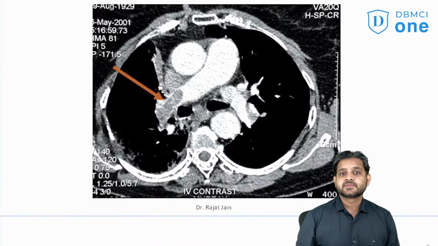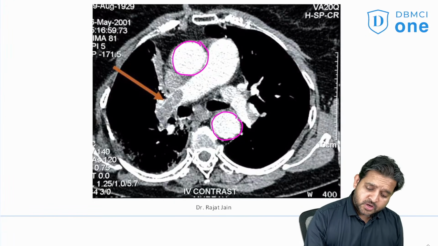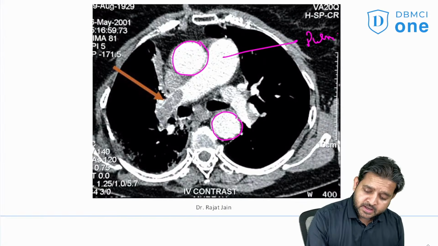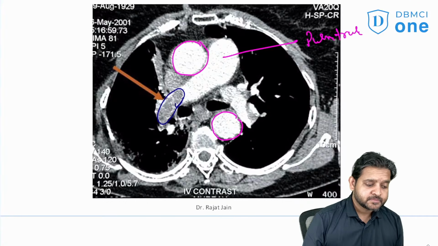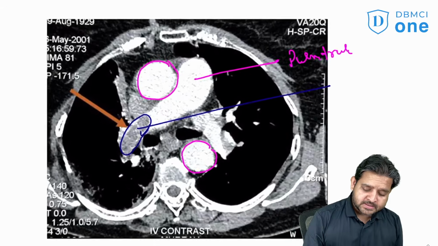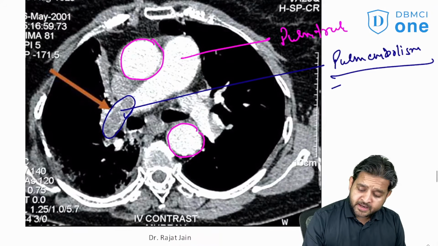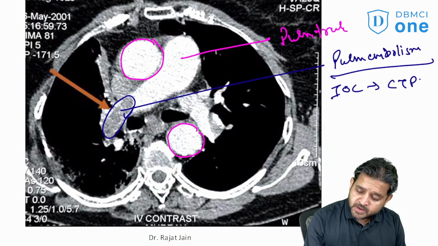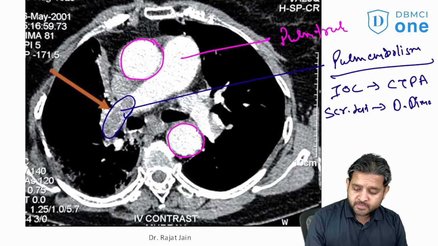Now what do we see here? Ascending aorta is here, looks normal. Descending aorta is here, looks normal. And now I can see the pulmonary trunk. And I can see a filling defect within the pulmonary artery. A filling defect within the pulmonary artery is a classical appearance of pulmonary embolism. The investigation of choice to diagnose pulmonary embolism is CT pulmonary angiography, and screening test is assessment of D-dimer.